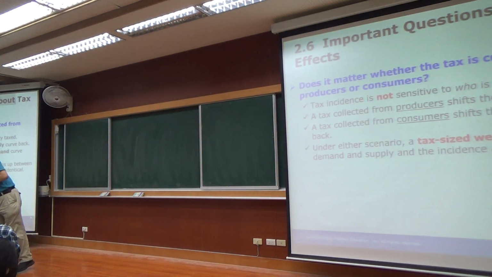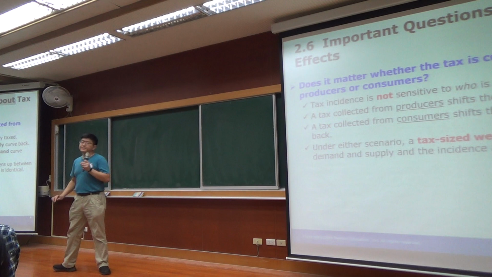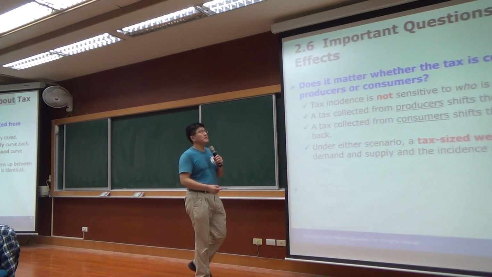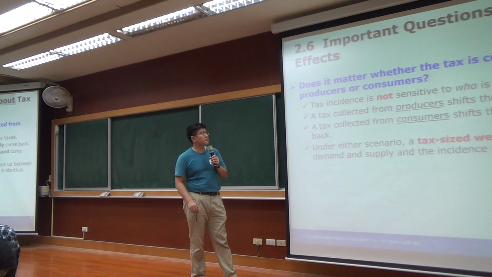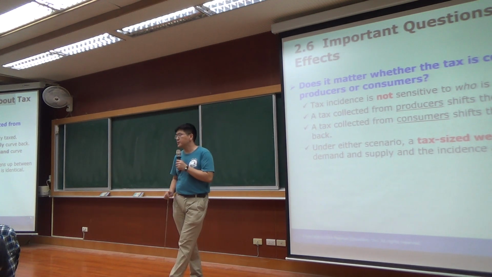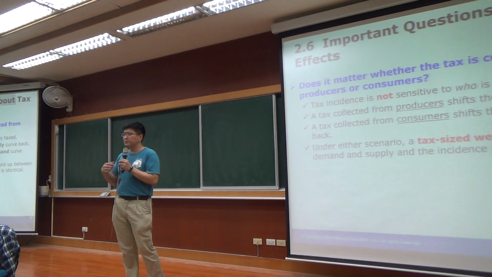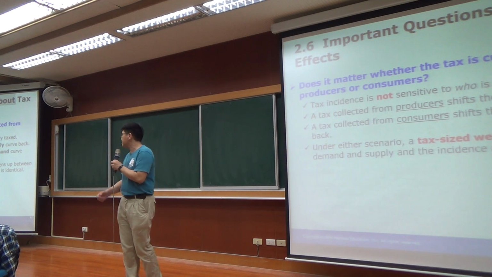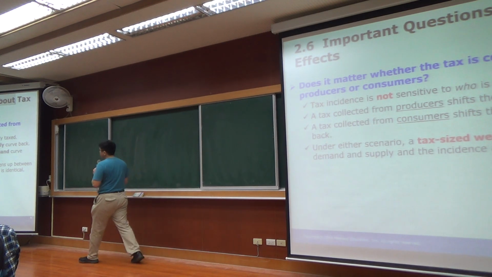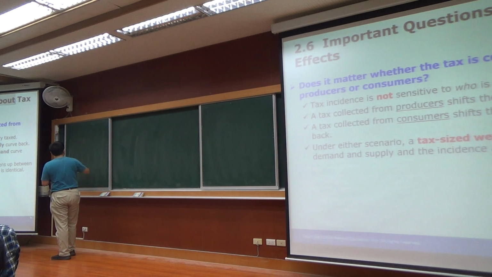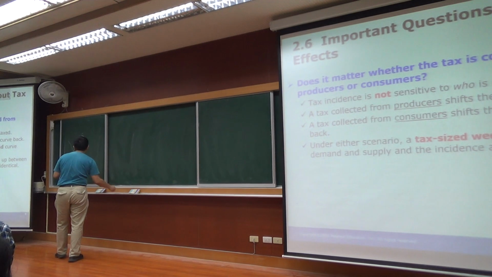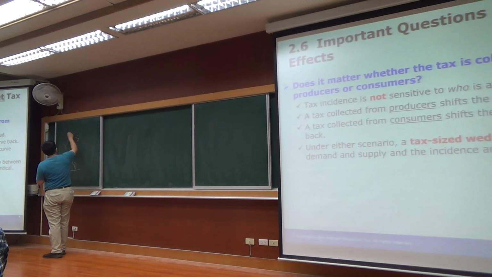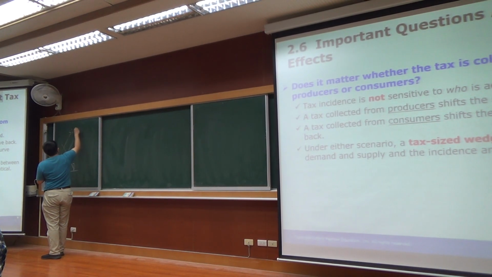Alright, so let's have a look at this slide, which asks a question here. Does it matter whether the tax is collected from producers or consumers? So if you collect the tax from the producer, we just talked about it. Demand, supply, and there is a new supply, S prime, which is supply plus tau.